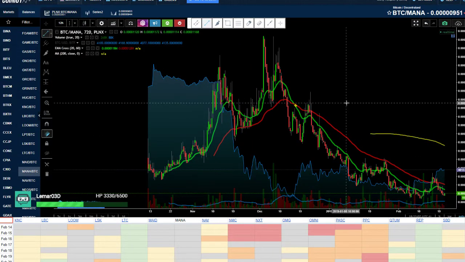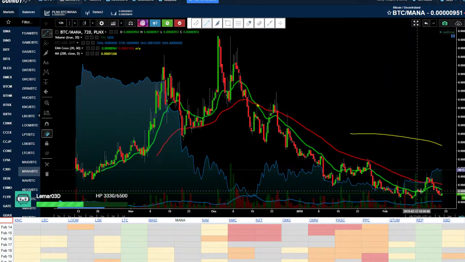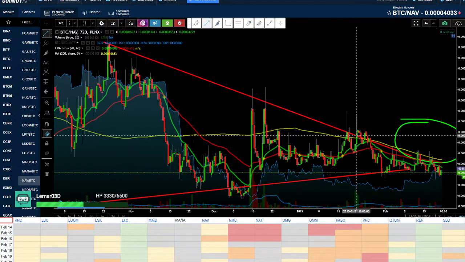Mana, it's down to these low levels. I'll leave it as neutral. Nothing going on. Nav, how about you? We got this massive triangle going on in Nav and it's pooping out the bottom. So I'll put it back to neutral. Maybe that's being generous. It should be a near fail.